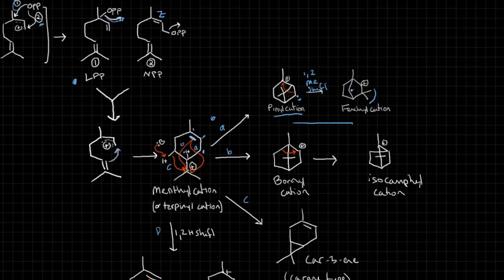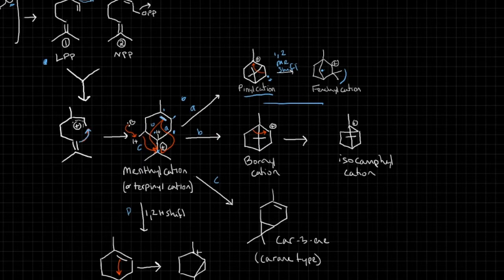So, all right, the other way you can go with this, instead of cyclizing from this carbon, you can cyclize from this carbon. So you can attack down here, as I've shown. This is the B route. In this case, you form a 1,4 bicyclic bridge, and this is the Borneal cation.